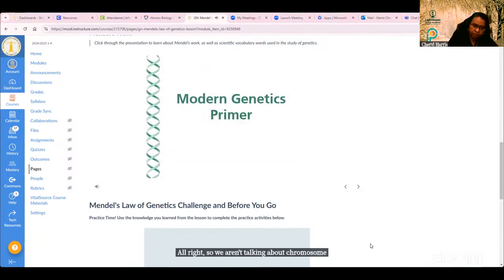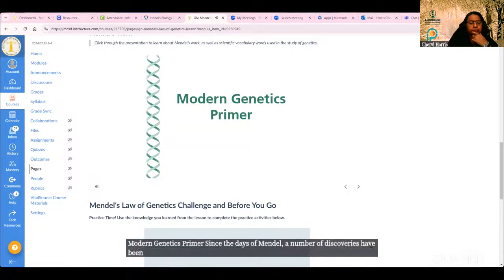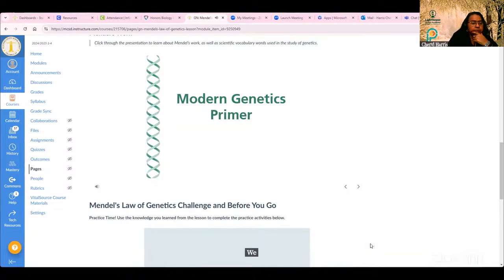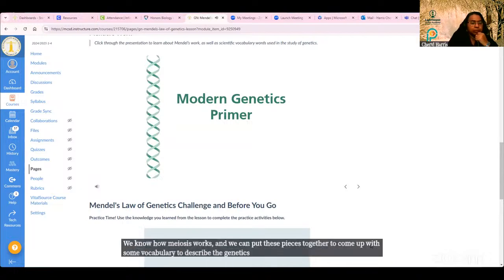There are a lot of things we have to revisit. Since the days of Mendel, a number of discoveries have been made that help us better explain what Mendel was witnessing in his experiments. Namely, we now know what DNA is, we know how meiosis works, and we can put these pieces together to come up with some vocabulary to describe the genetics behind Mendel's experiments.